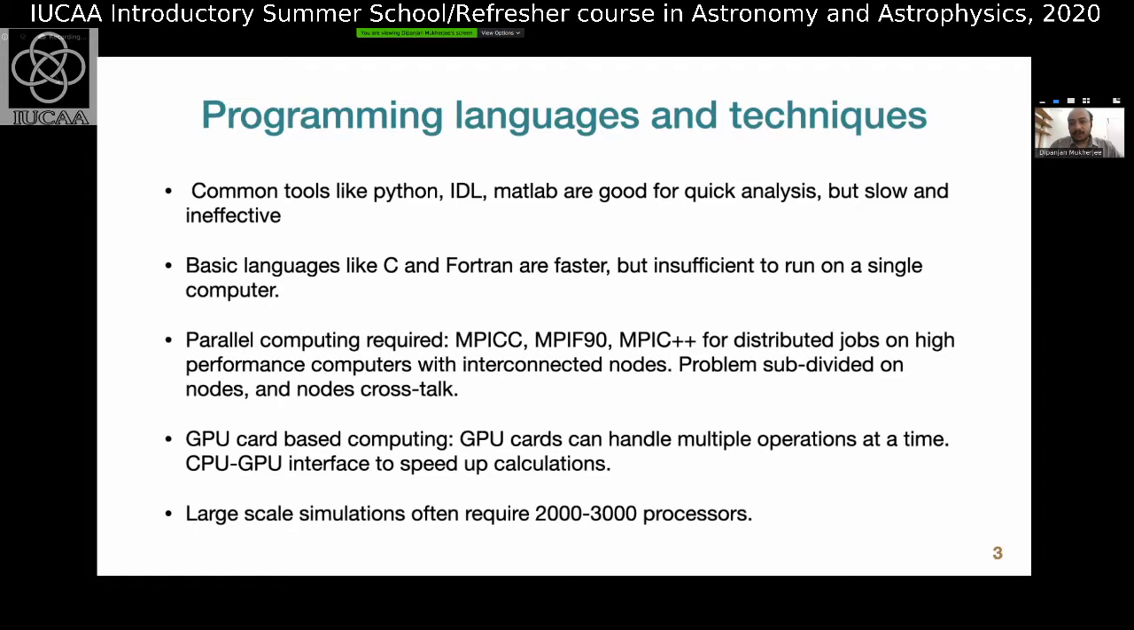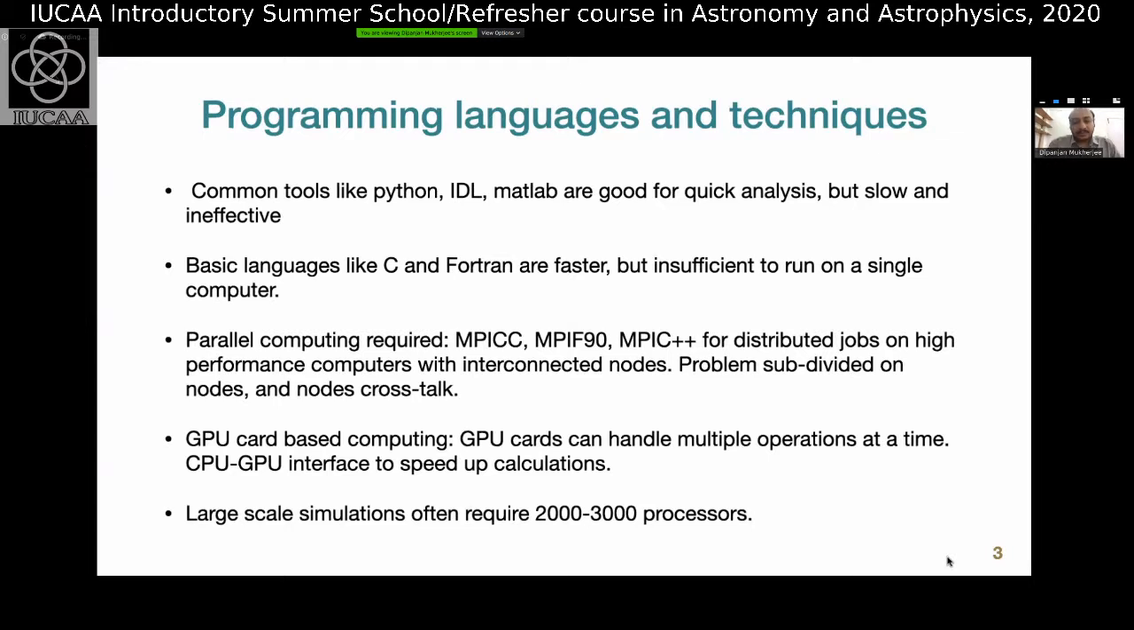So before I go into the details of the lecture, I just wanted to give you a flavor of what kind of numerical software or languages we use for the simulations.